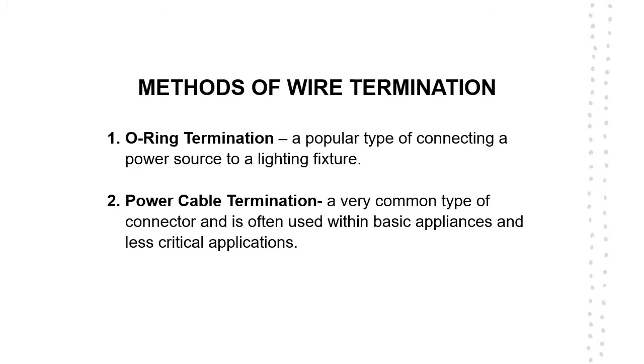We have two methods of wire termination, the O-ring termination and the power cable termination. O-ring termination is a popular type of connecting a power source to a lighting fixture. When you say lighting fixture, that means your lamp and a lot more. Power cable termination is a very common type of connector and is often used within basic appliances and less critical applications. So what are those? Your electric fans, your radio, TV.